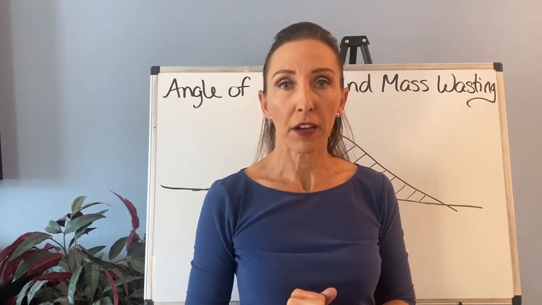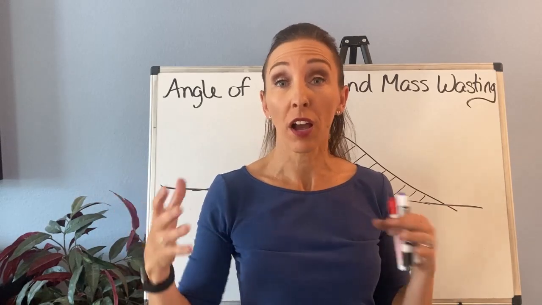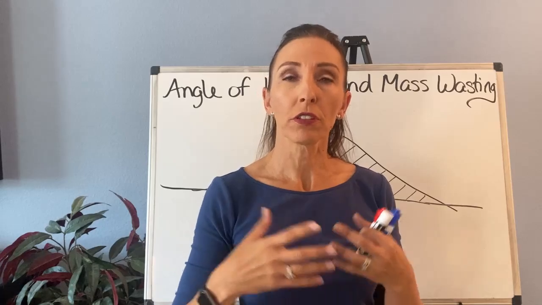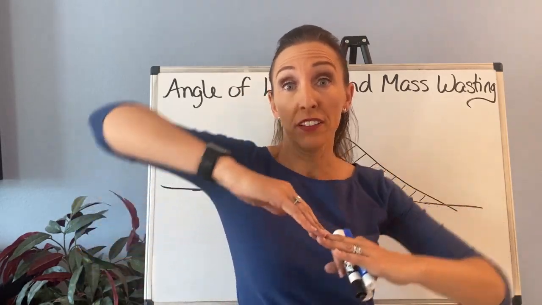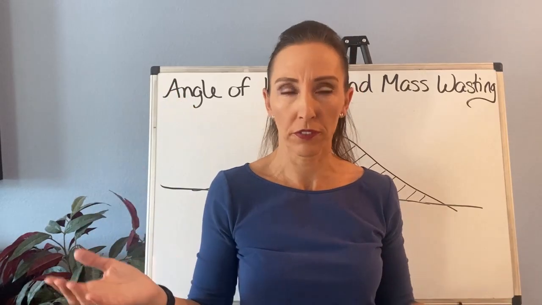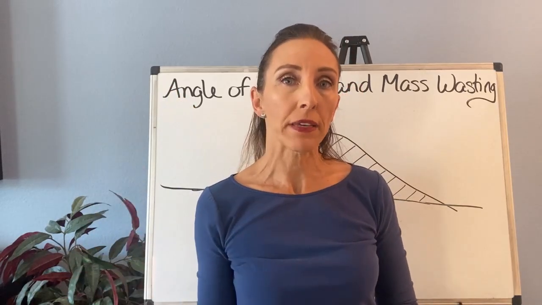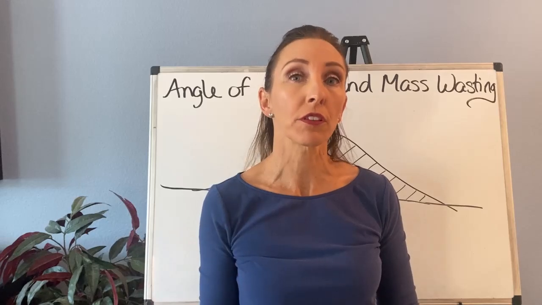If you've ever driven through a mountain road, you may see layers in the rocks that are tilted. These are usually sedimentary layers. They might be igneous that have been deposited and then tilted in some way at some sort of angle. And this can actually have a big impact on how stable the slope is.